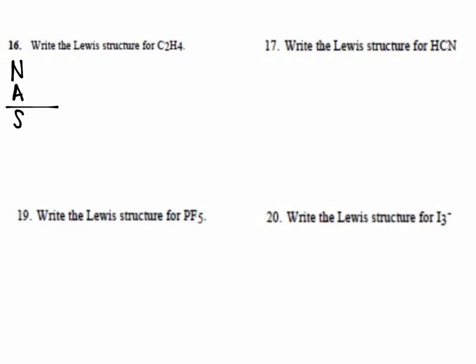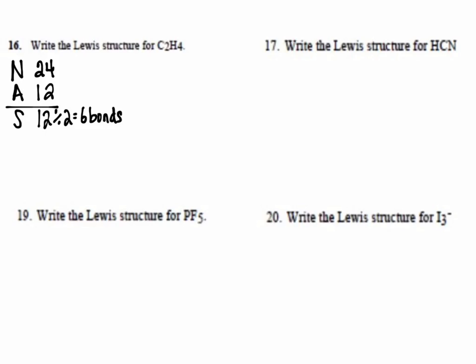$24. How many are available? $12. So we're sharing 6. So that means we're going to have, wait, 12. Oh my gosh. Sorry. 12 divided by 2 gives me 6 bonds.